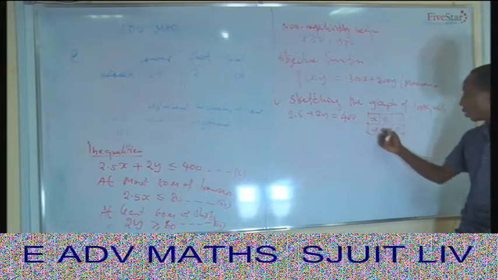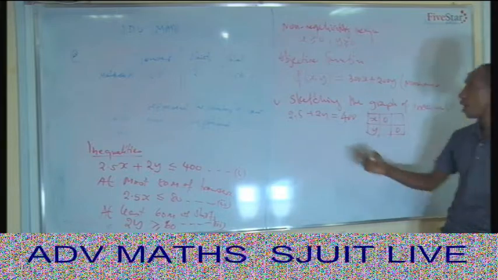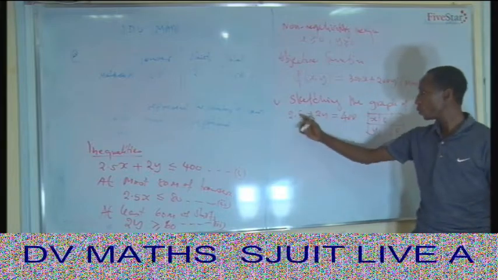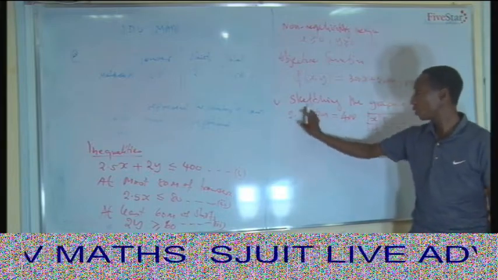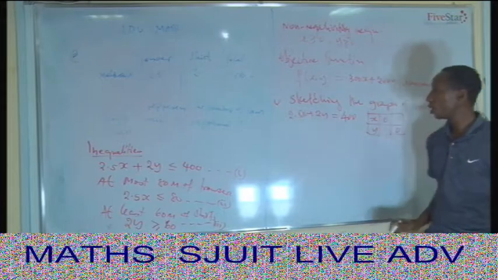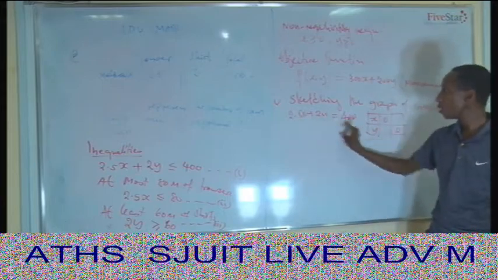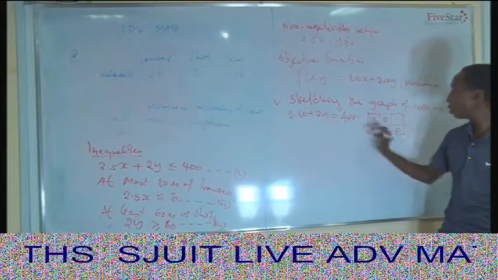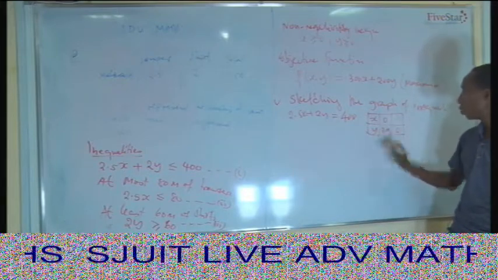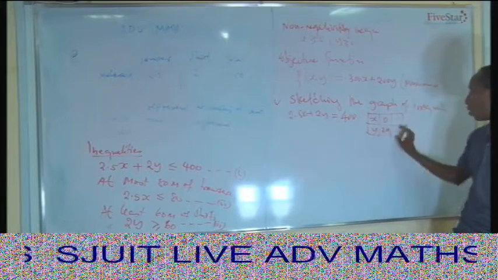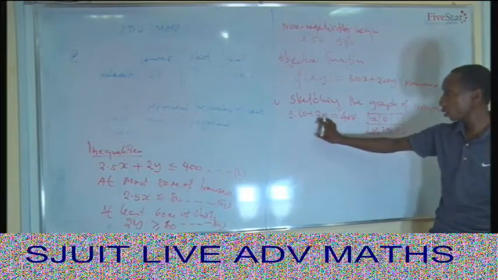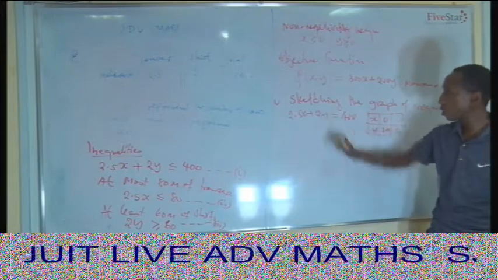So when x is 0, we find the corresponding value of y. When x is 0, we put it here, this is 2.5x. When x is 0, this term is 0. So we have 2y equals 400. Dividing by 2 both sides, we get y equals 200. And again, when y is 0, we put it here. 2 times 0 is 0, so this term cancels.